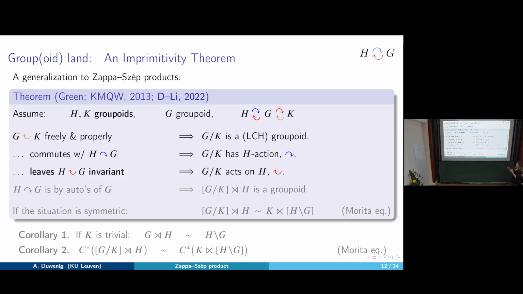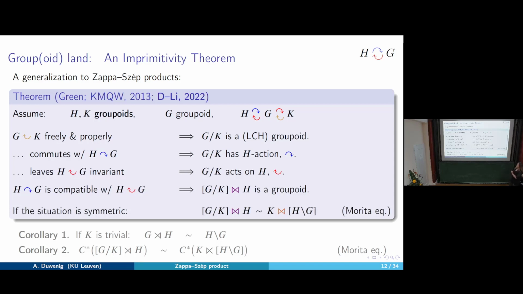Now, I mentioned earlier that for the semi-direct product, we needed actions by homomorphisms. For the Zappa-Szép product, we needed compatible actions. And so here, my next line, where I said, if I act by autos, I get a groupoid, replace that with, if I act compatibly, then I get a groupoid with Zappa-Szép product that encodes both of these actions.